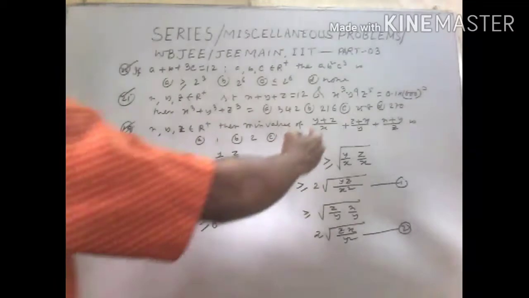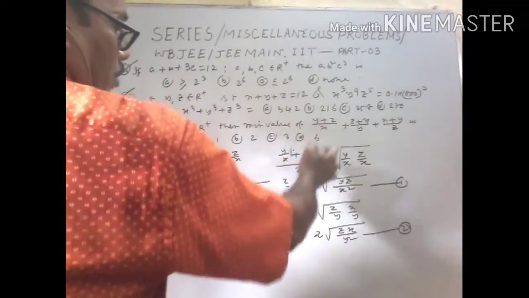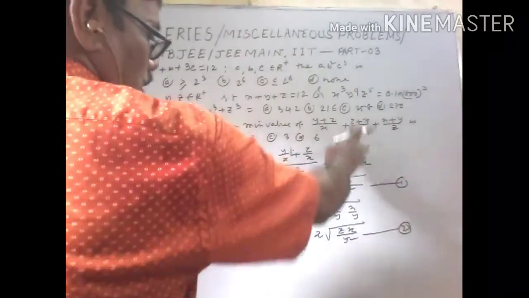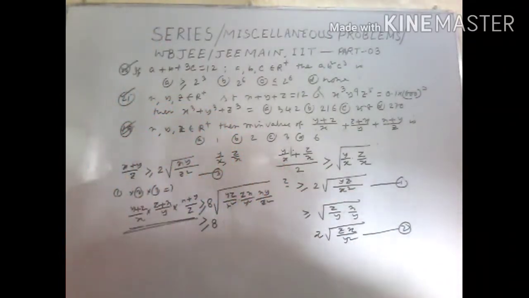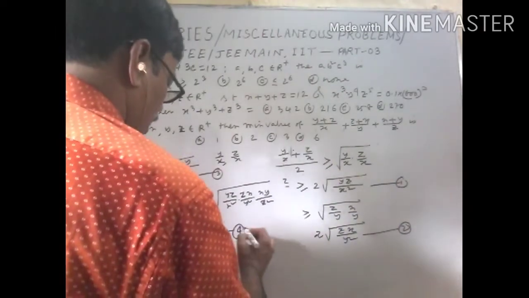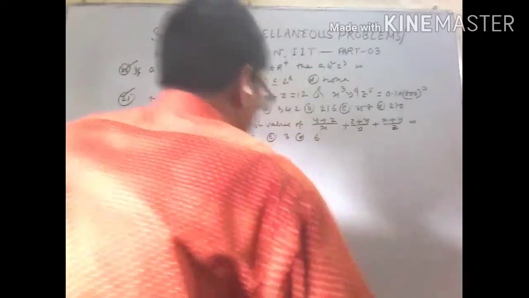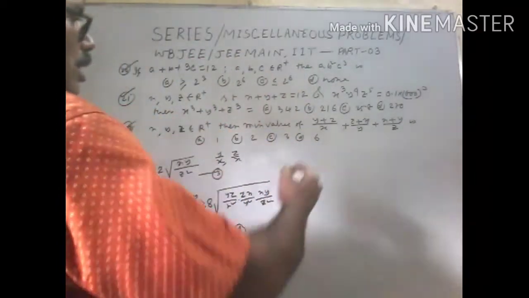Listen again. This one, y by x, z by x, is greater than or equal to this. For this one, we are getting the second and third. And if we multiply, we get this greater than or equal to. So this is equation number 4. Now we have to find the minimum value of this.